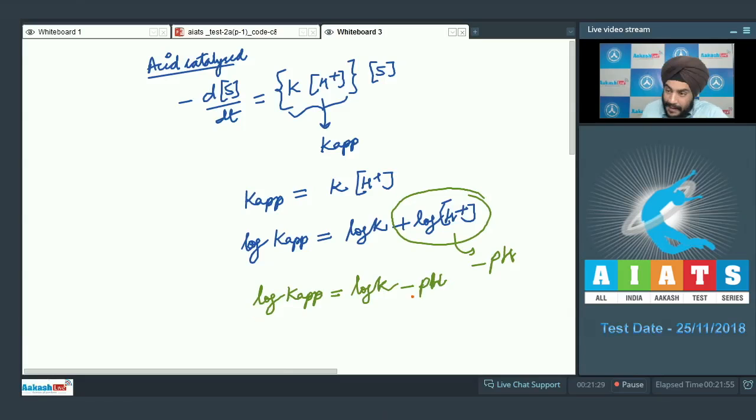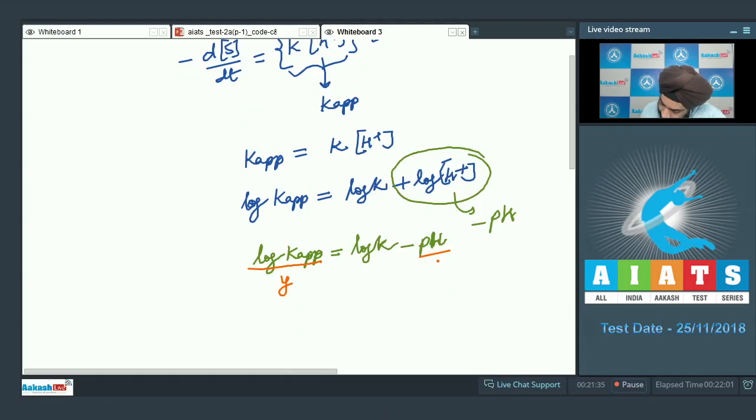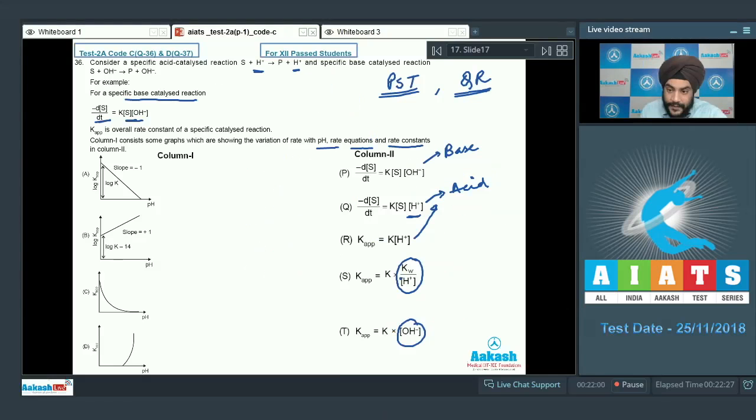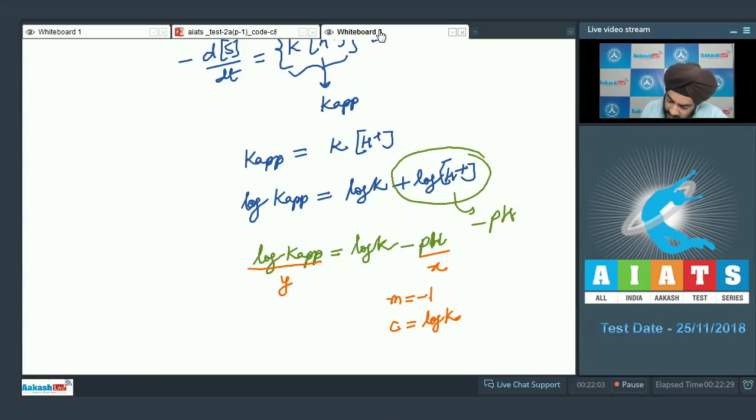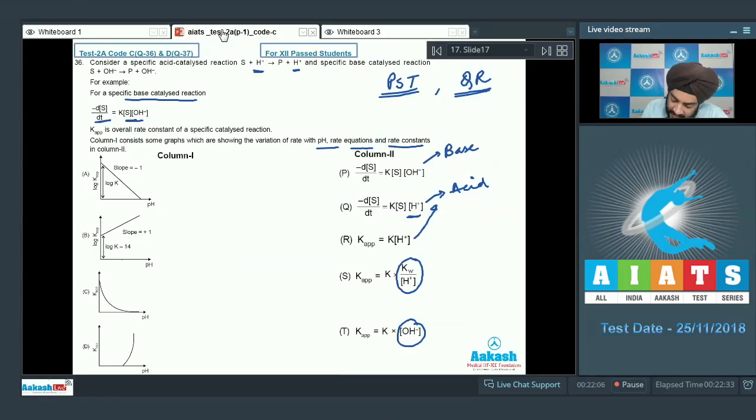If we try and figure out the type of curve represented by this equation, we have log K apparent in the y-axis, we have pH in the x-axis. So this is of the form y equal to mx plus c, where m is equal to minus 1 and the intercept value, which is represented by c, is given by log of K. So we can see that the diagram which was for the acid catalyzed reaction is given correctly in option A. So option A will be matched with all of the options which correspond to acid catalyzed. So A will be matched with Q and R.